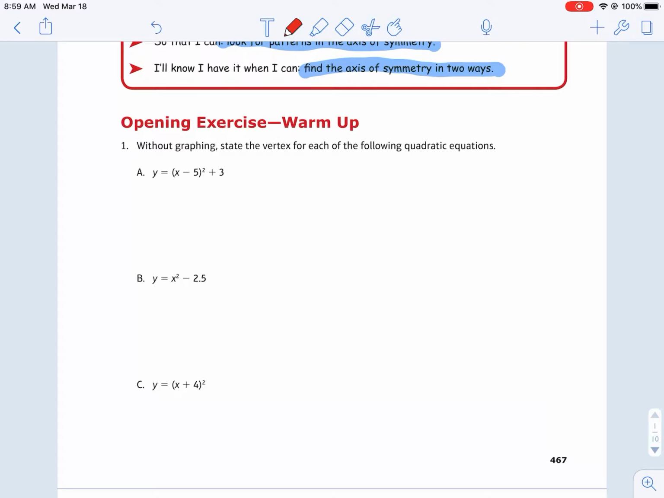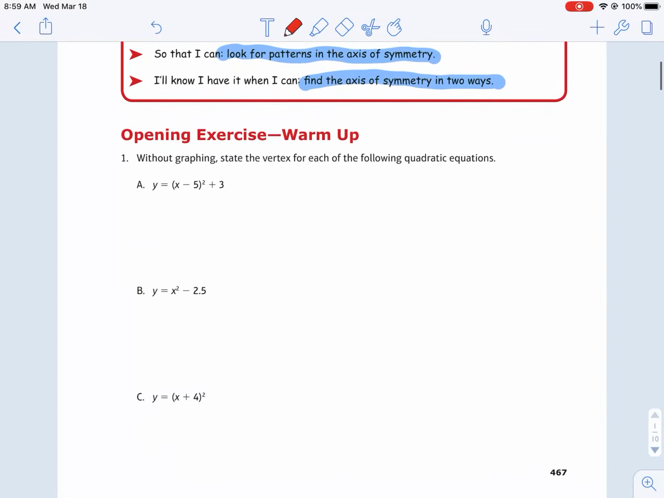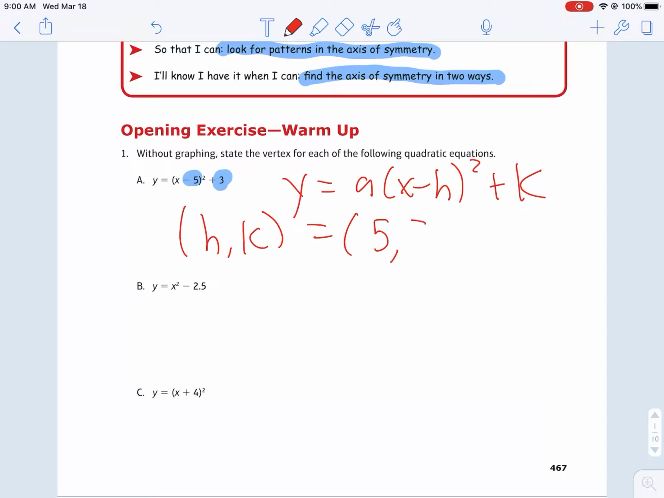For this first one, remember we have that vertex form a times x minus h squared plus k. I'll rewrite that down here. And so we know our vertex is h comma k, which means in this problem it is going to be positive 5 and positive 3.